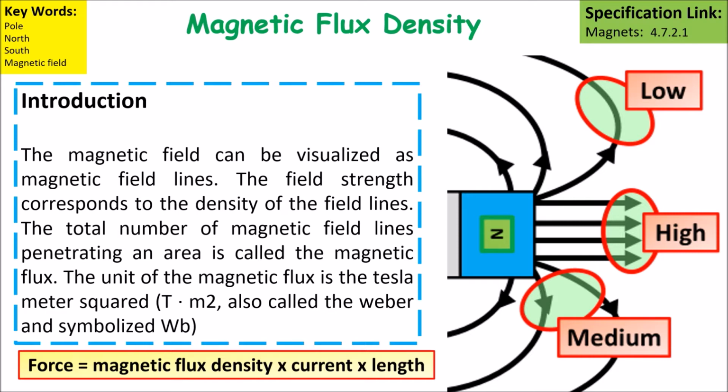The magnetic field can be visualized as magnetic field lines. So the field strength corresponds to the density of the field lines. The total number of magnetic field lines penetrating an area is called its magnetic flux.